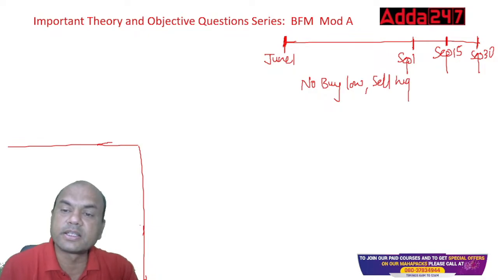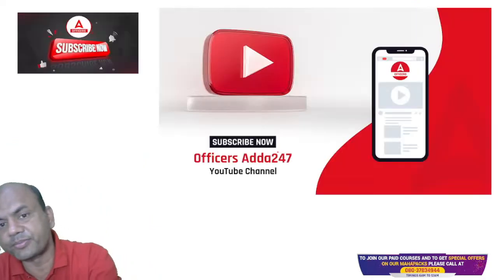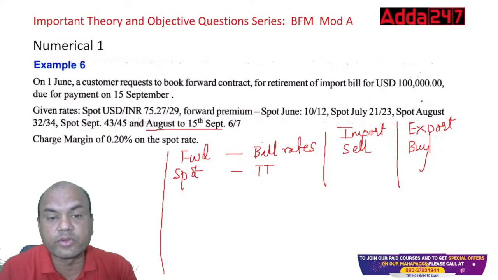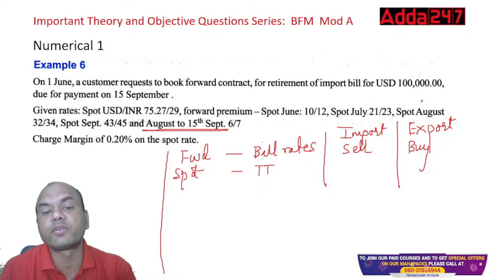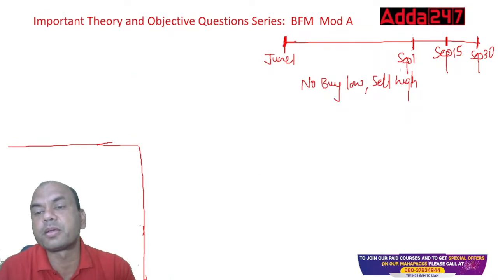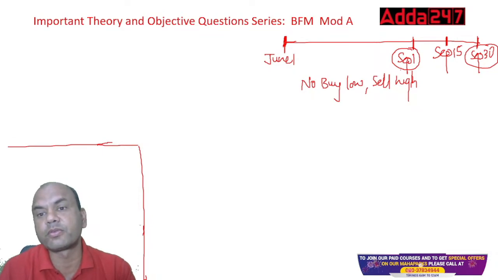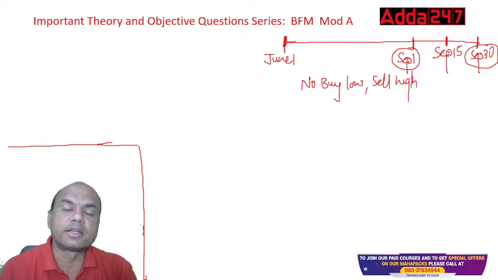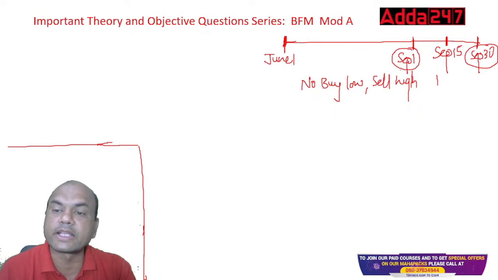Why not? Because the rates are already given over here. If you look at the forward rates, the last rate is August to 15 September, so the exact rate is available for 15 September. When the exact rate is available, you need not do buy low sell high. Buy low sell high is done when the rates of September 1 and September 30th are available but you don't know the exact rate of September 15. Here we have the exact rate of September 15. So now, how to get this exact forward rate?